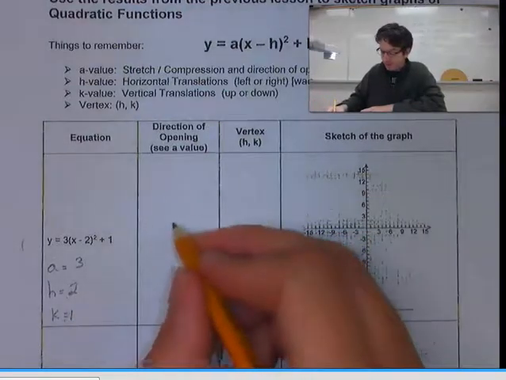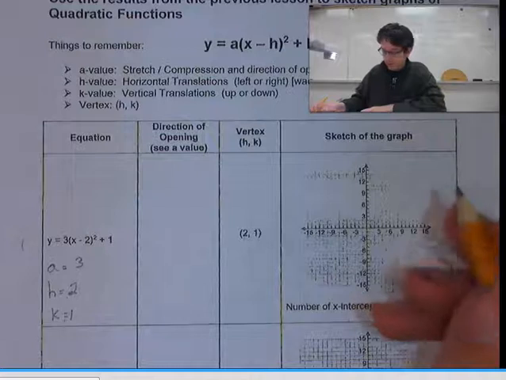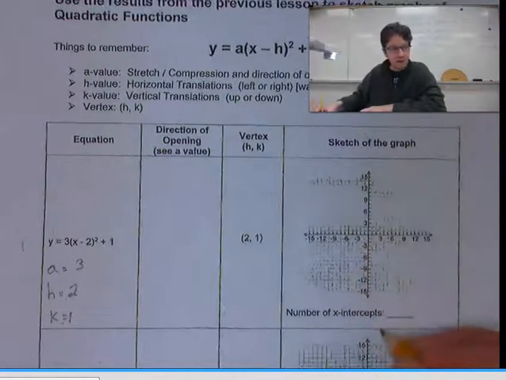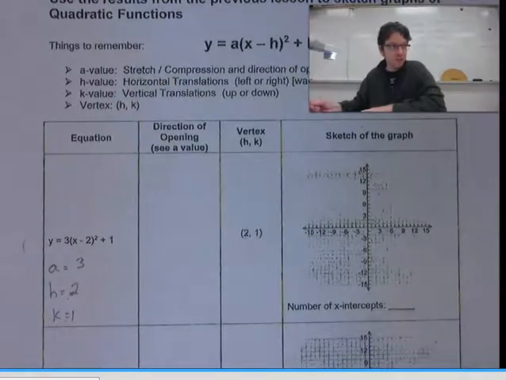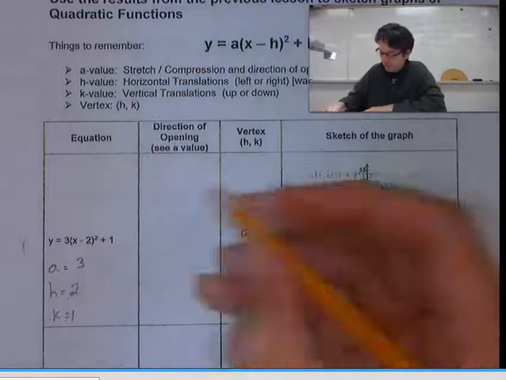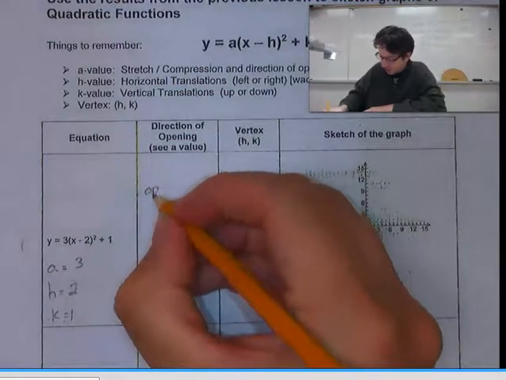Now we need to look at the direction of opening. So does it open up or does it open down? Okay, to do that, we're going to look at the sign of A. If it's positive, it opens up. And in this case, it is. So we're going to write opens up.